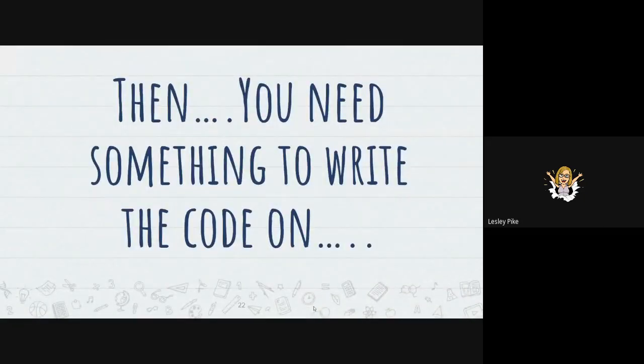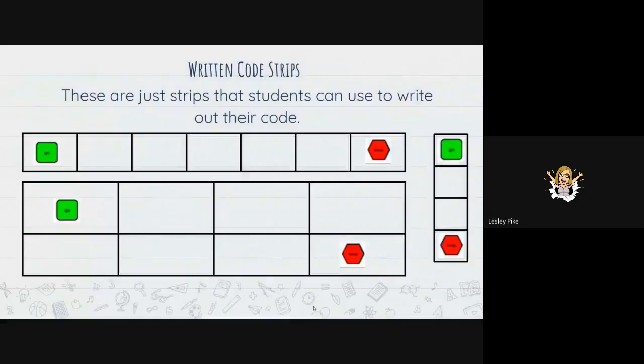Now you need something to write code on. So we've got our grids, we've got our arrows, but how are we writing down our code? So you can use written code strips. And these are just strips that you can make, once again, using any sort of word processing program. And they can be all different sizes. And if you look at the one on the right, it's not going from left to right. It's actually going from up to down in a linear format. So that's kind of nice to use as well.